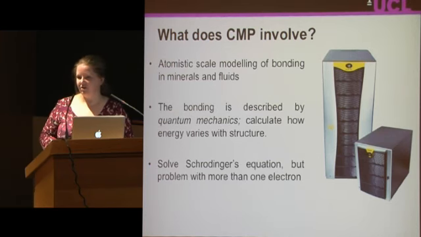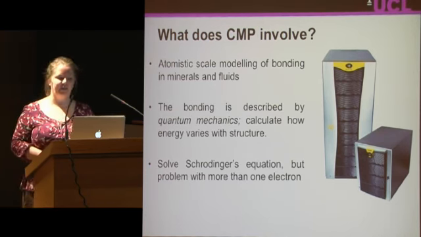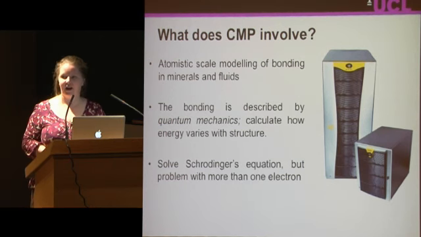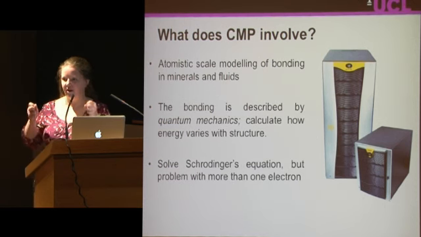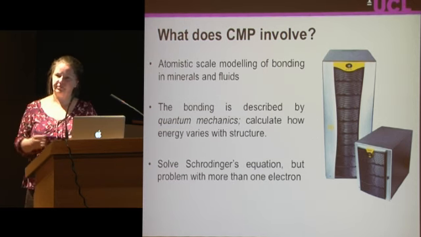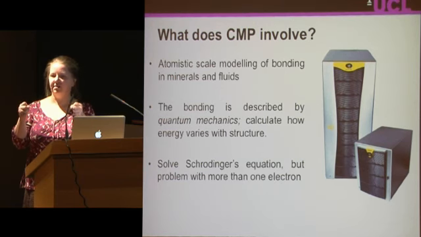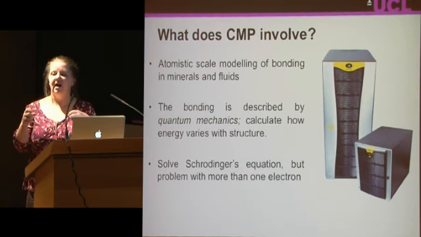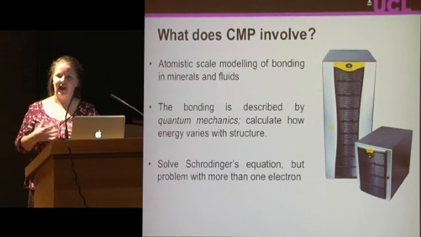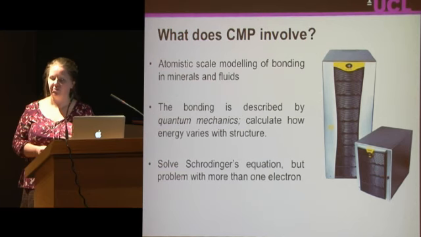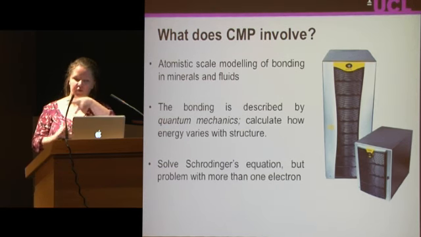What does computational mineral physics involve, and in particular ab initio calculations? We're talking about atomistic scale modelling. So we're talking about setting up boxes of atoms in a cell, and all the atoms are sitting there at some predefined crystalline structure. And what you calculate is the bonding between the atoms. And you calculate this ab initio, i.e. you calculate quantum mechanically the electronic interactions in the whole system.